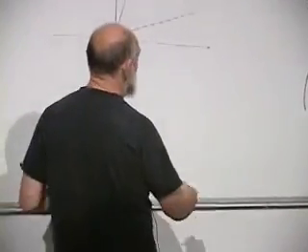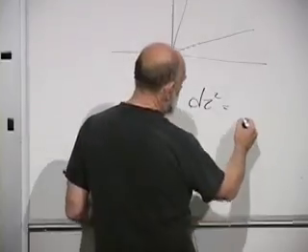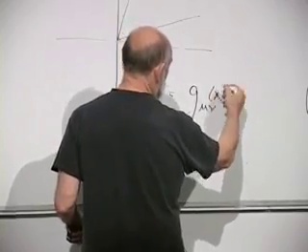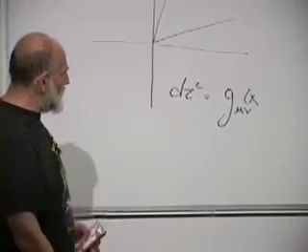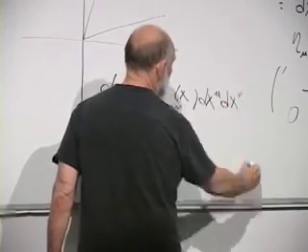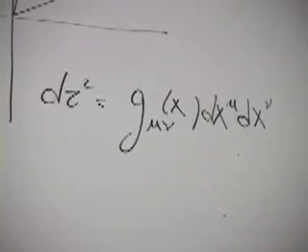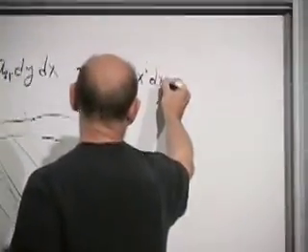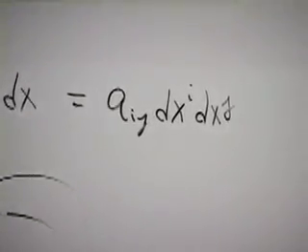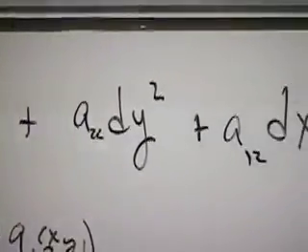The general formula in any coordinates of exactly the same quantity would be d tau squared equals some set of coefficients, usually called g mu nu, of position. They'll generally be functions of position, and then you'll have dx mu, dx nu. Just in case it was not obvious, this can also be written as a_ij dx^i dx^j, summed over i and j. So this is a very, very general way of writing the space-time interval between an arbitrary pair of points.